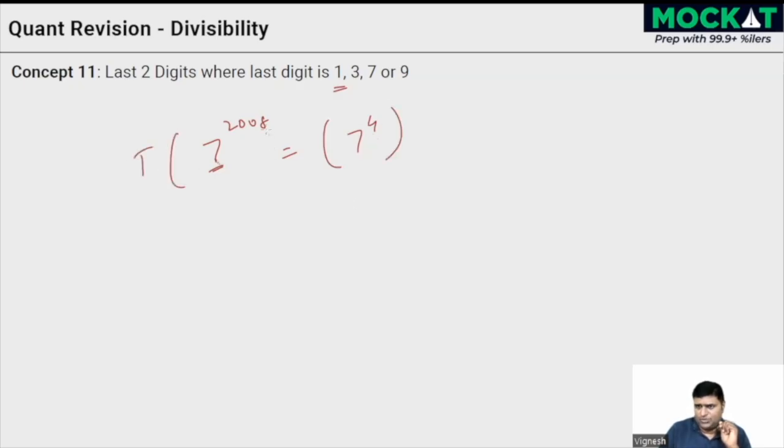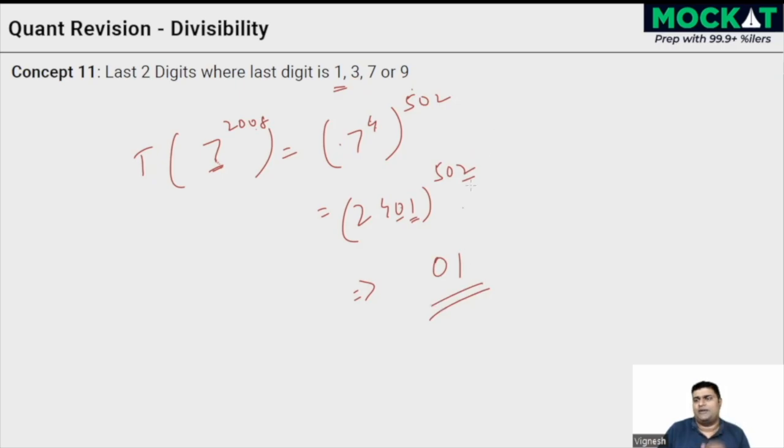So to find the last two digits of this, I have to write it as 7 power 4, whole power what? The power is 2008 divided by 4, which comes to 502. And that's it. Follow the same process: 2401 to the power of 502. The last digit is going to be 1, of course, which comes from here. Then the tens of the base, 0, into this 2: 0 into anything is 0. So 01 becomes the answer, right?